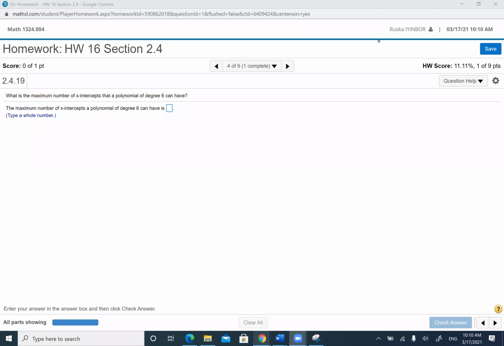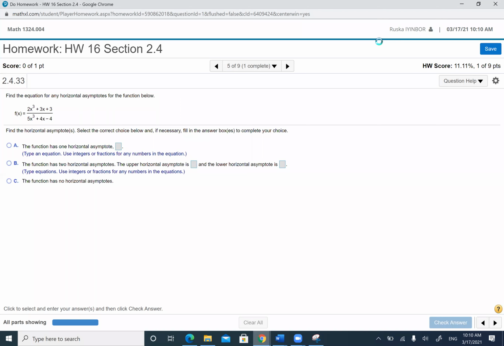Let's see what else. What is the maximum number of x-intercepts? We talked about that. If the degree is 6, how many x-intercepts are there? Maximum 6, right? The x-intercepts are the same number as the degree. Turning points are one number less. Make sense?